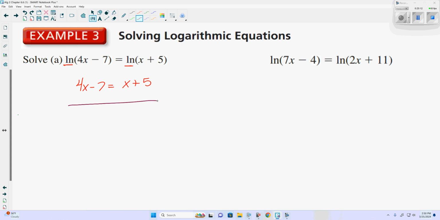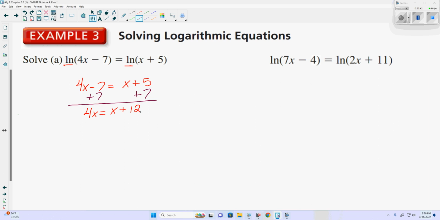Now we just need to solve for x. So what can we do first? Yeah, we can add 7. It's not the only thing we could have done. We just had to pick one and go with it. Because we could have also subtracted 5 from both sides. We could have subtracted x, or we could have subtracted 4x. We just had to pick one of them to do first.